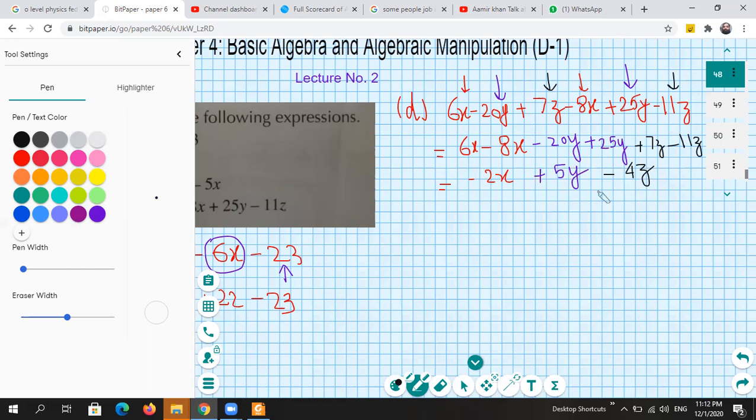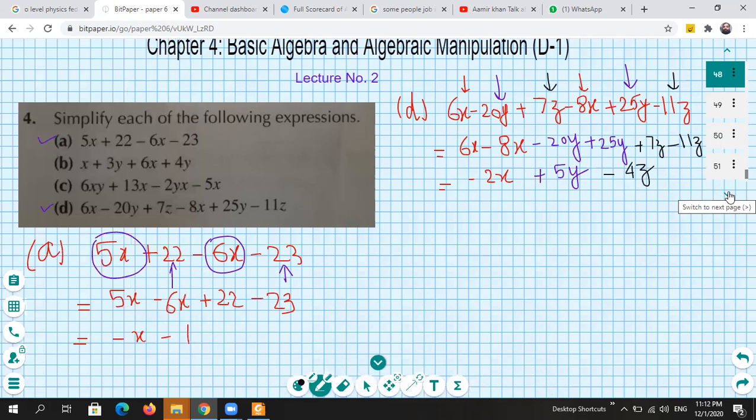Now we have three terms in this expression. The first term is of x, then y, and then z, and they are not like terms, so they cannot be added or subtracted. So this is our final answer. We have simplified the expression given in part D.